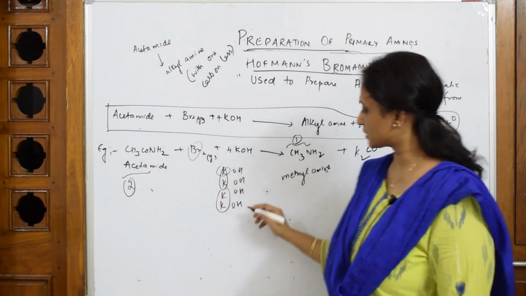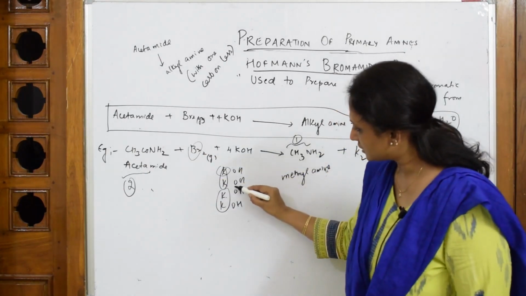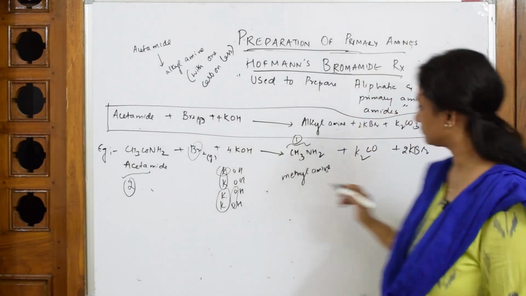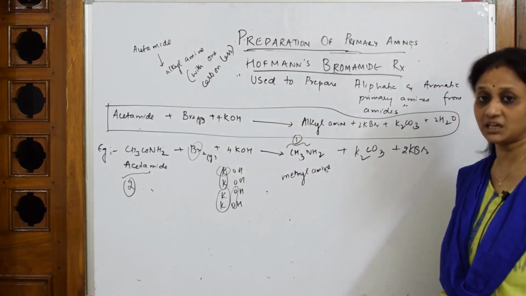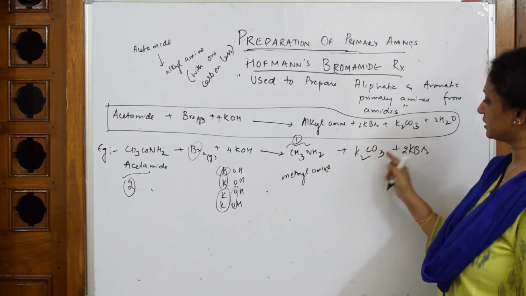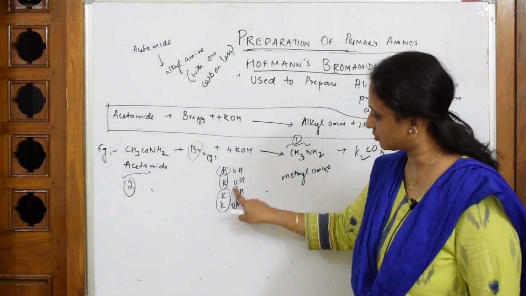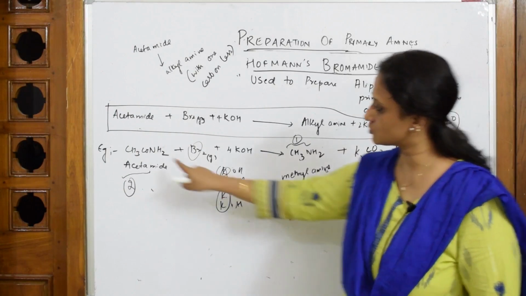Now CO is also coming out, but observe carefully. CO3, potassium carbonate. Now here in potassium carbonate, observe 3 oxygens have gone. So 1 gone, 2 gone, and this also has gone.